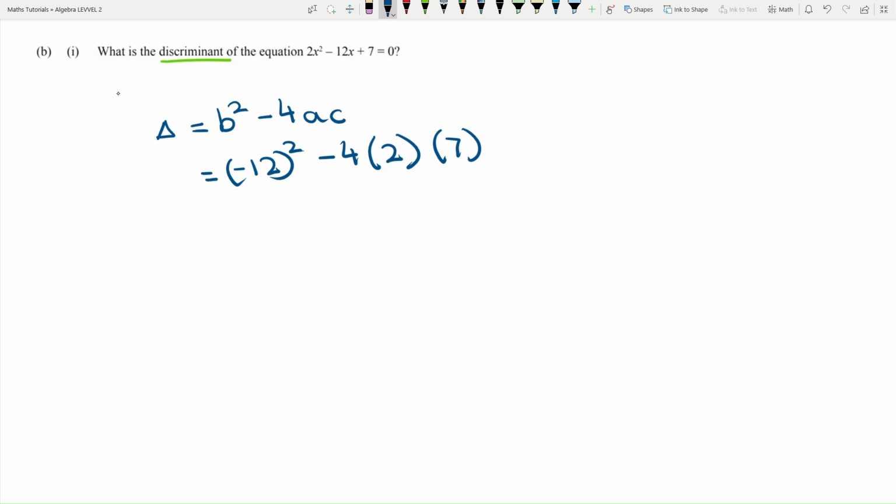Okay, so this is going to give 144. Let me just use a calculator. Minus 56. So this turns into 88. So when delta is 88, this is achieved.